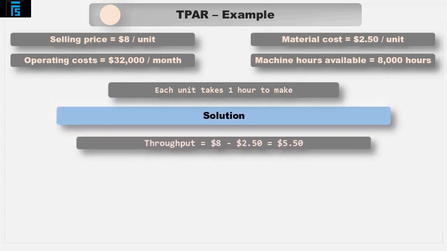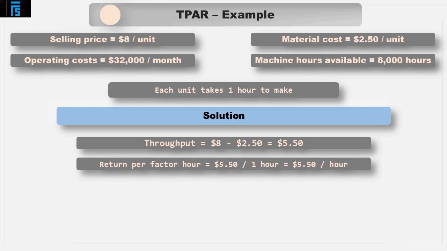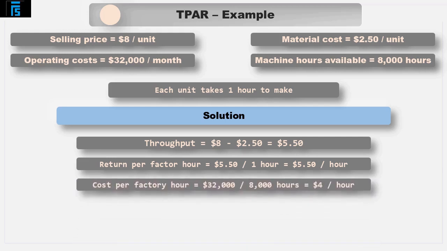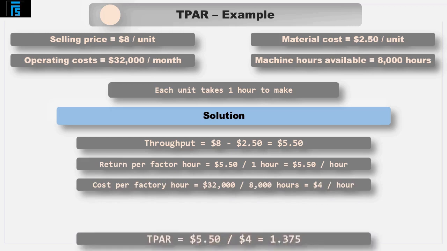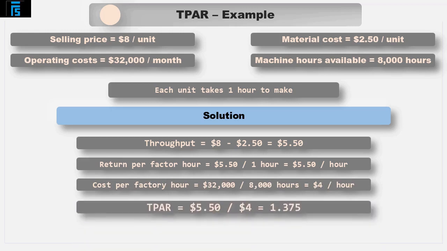Based on this data, we can calculate the throughput per unit to be $8 minus $2.50, giving us $5.50. The return per factory hour is therefore $5.50 divided by 1 hour, so $5.50 per hour. The cost per factory hour will be the monthly operating costs of $32,000 divided through by the total time available each month of 8,000 machine hours. So this will be a cost of $4 per hour. The throughput accounting ratio is therefore $5.50 divided by $4, giving us 1.375.